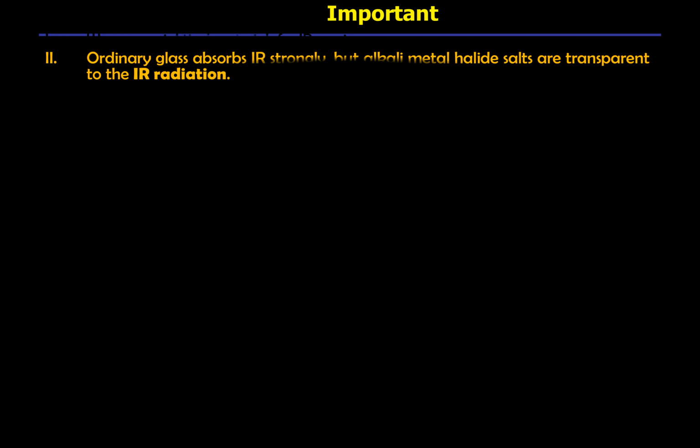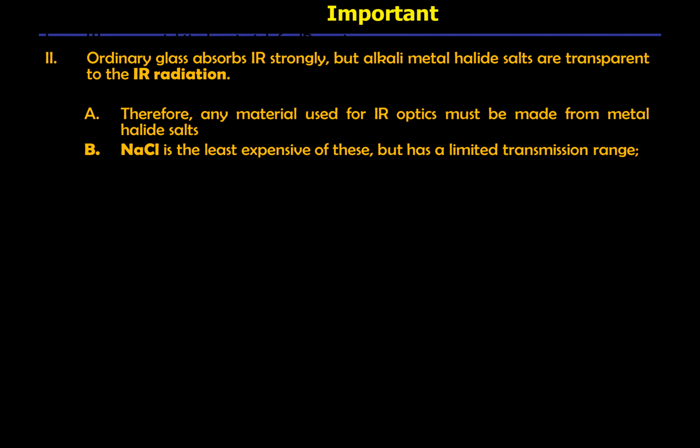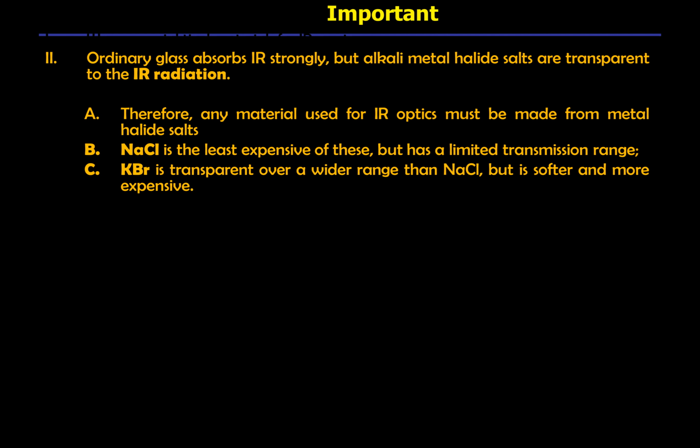What is very important is that ordinary glass absorbs IR strongly, but alkali metal halides are transparent to IR radiation. Therefore, any material used in IR optics must be made of metal halide salts, particularly alkali metal halide salts. NaCl is the least expensive of these, but has a limited transmission range. Another replacement is KBr, which is transparent over a wider range than NaCl, but is softer and more expensive. Diamond is also transparent to IR, but very expensive.